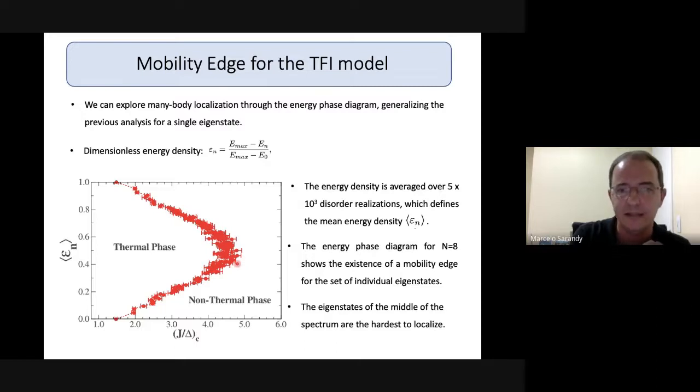hardest to localize, right? So the eigenstates in the middle of the spectrum are the eigenstates that are the hardest to localize. They are the eigenstates with the larger maximum variance of entanglement entropy, right? This is why we usually look at the middle of the spectrum, because if we get localization in the middle of the spectrum, we get localization for the other eigenstates. Bear in mind that the MBL phase transition is a dynamical phase transition. We can see this transition in the individual behavior of eigenstates, right? So if we look at the middle of the spectrum, we have the eigenstates which are the hardest to localize.